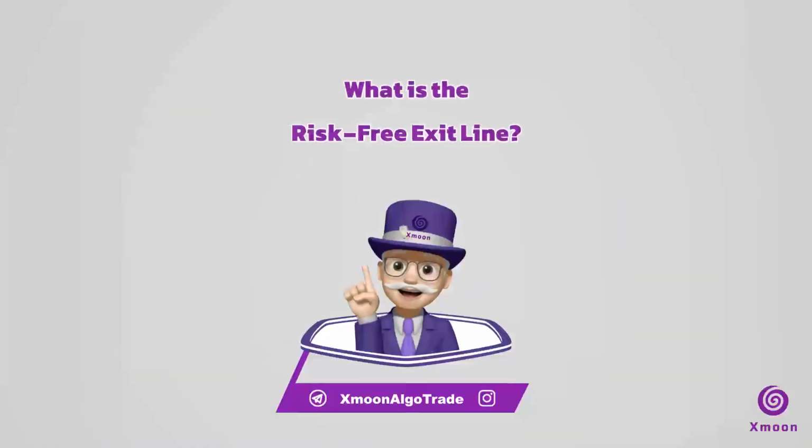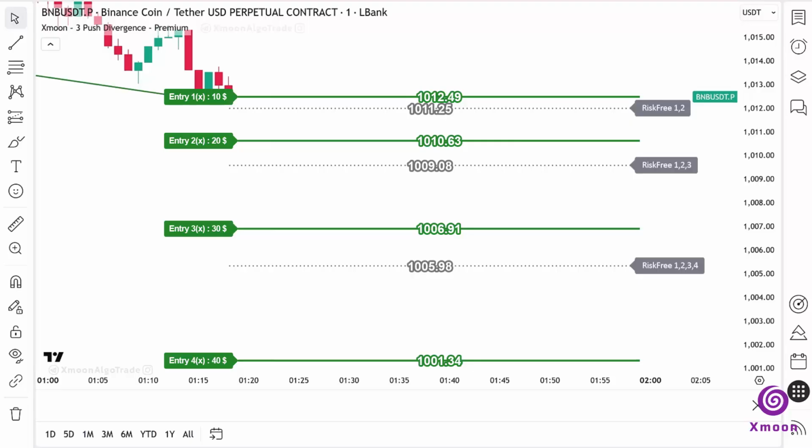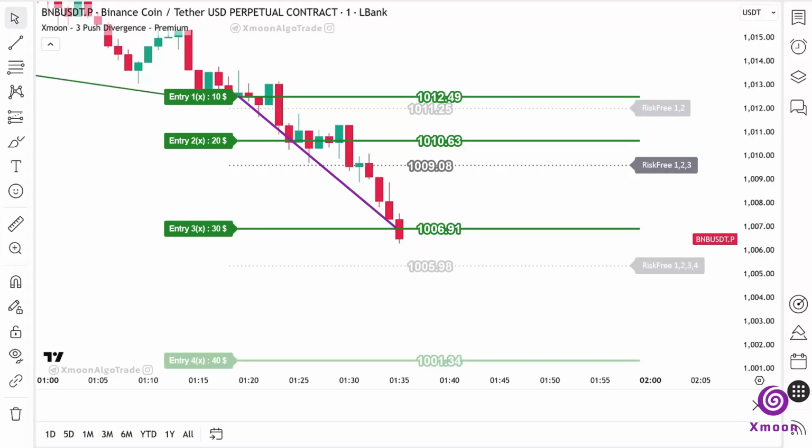What is the risk-free exit line? Within the Xmoon pattern, the risk-free line is presented on the chart in a distinct gray dotted format. This particular line is automatically computed for every single step based on the weighted average of the volume of all the steps. For instance, when we get into a transaction and arrive at the third stage, there is a specific point where if we close out all of our positions from the first, second, and third steps at that exact moment, we will neither make any profit nor suffer any loss. This particular point is precisely what we call the risk-free level for 1, 2, and 3.